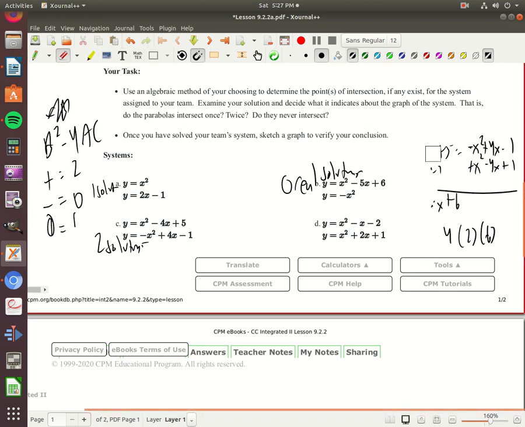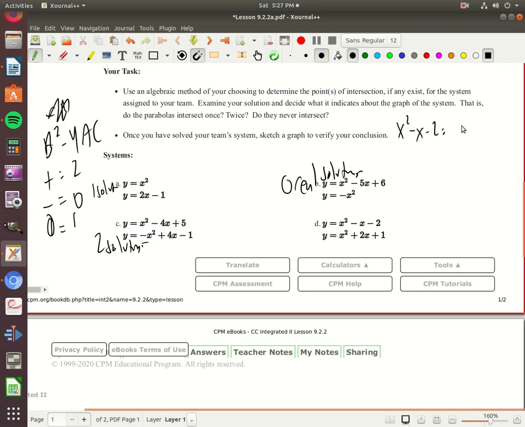Then we'll go here and we will do d. So x squared minus x minus 2 is equal to x squared plus 2x plus 1. I'll subtract, I'm sorry, x squared minus 2x minus 1. So minus x squared minus 2x minus 1.